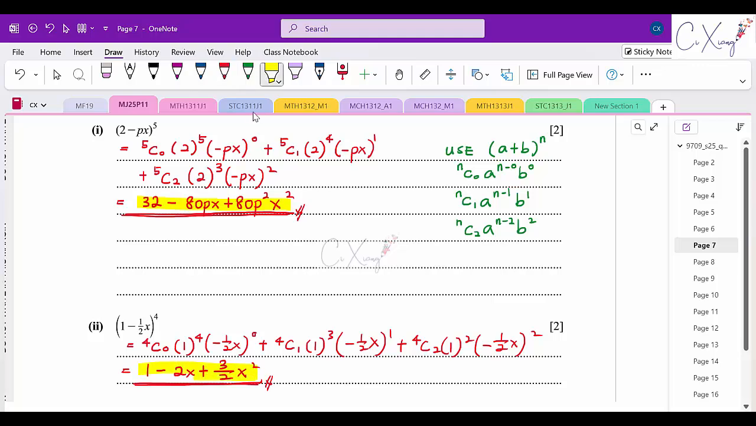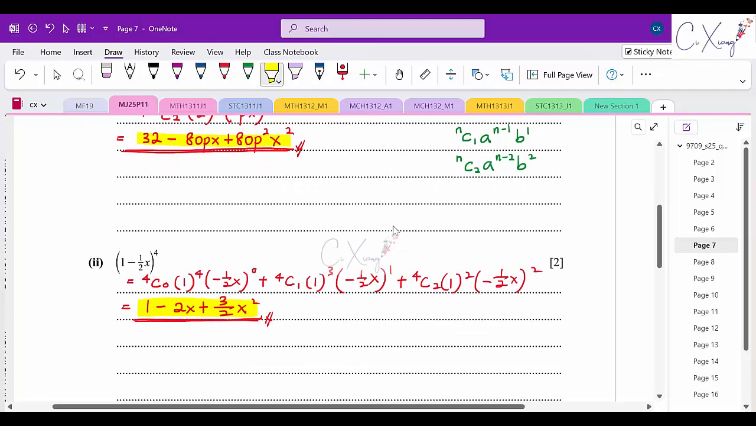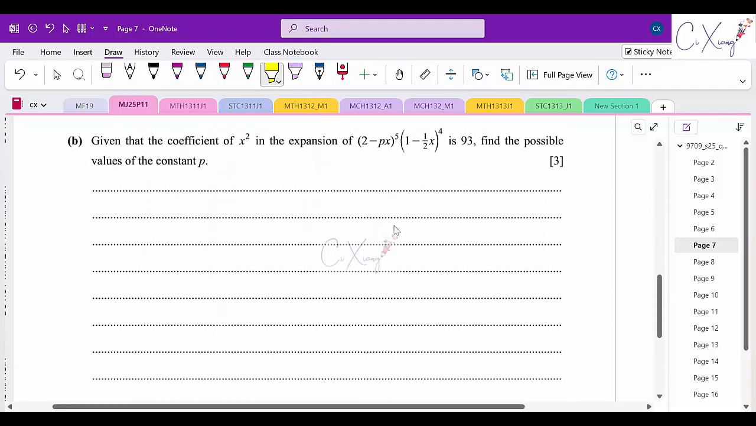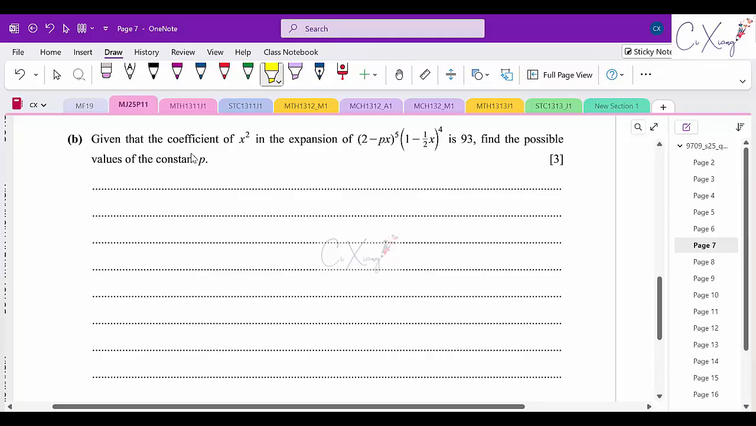This is what we have for the second expansion. Right, first expansion for the first three terms, second expansion for the first three terms. Basically, it is very straightforward because you just apply the formula. Right, then let's continue to part B. Now, they said given that the coefficient of x squared in this expansion is 93, find the possible values of the constant p. Let's have a look at our question here.